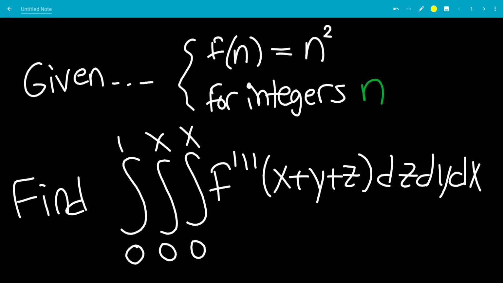In this video, we're going to do a nice triple integral question. We are given that f of n equals n squared for all integers n, and we want to find the value of the integral from 0 to 1, of the integral from 0 to x, of the integral from 0 to x, of the third derivative of f, plugging in x plus y plus z, first with respect to z, then with respect to y, and finally with respect to x.